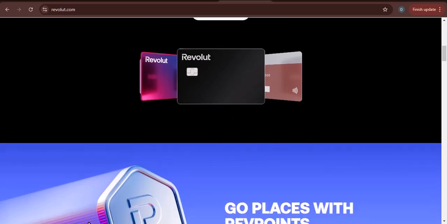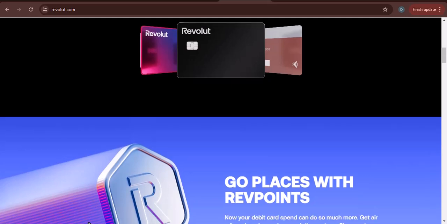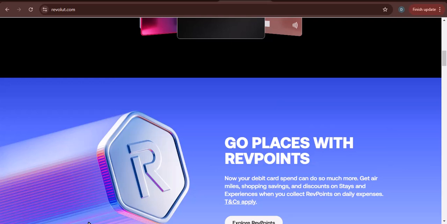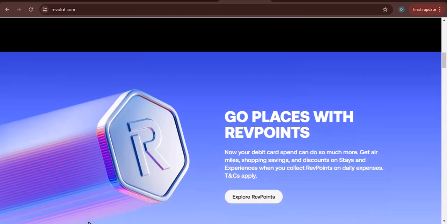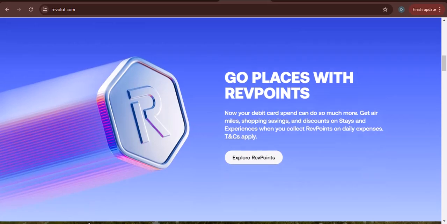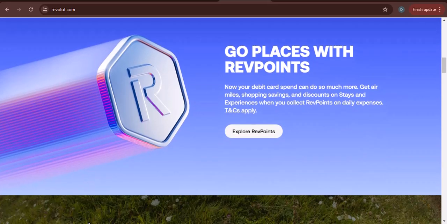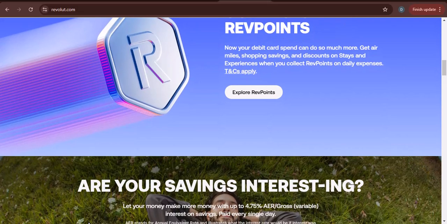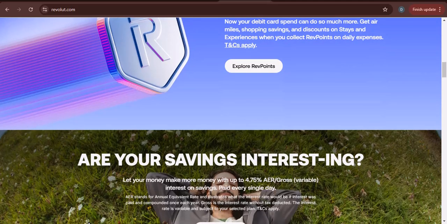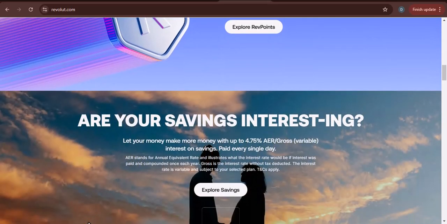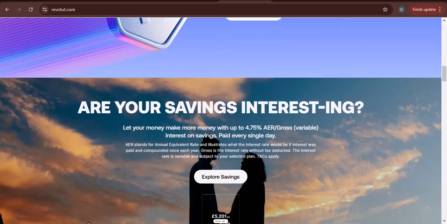Understanding Revolut's currency model. Revolut uses a multi-currency model. This means that you can hold and spend multiple currencies in your account. You can also convert between currencies at competitive exchange rates. Revolut's base currency is GBP, British Pound Sterling. However, you can add up to 28 other currencies to your account, including USD, Euro, CAD, AUD, JPY, and many more.